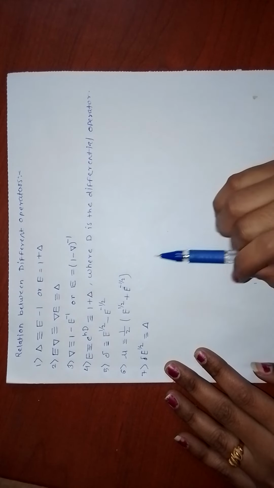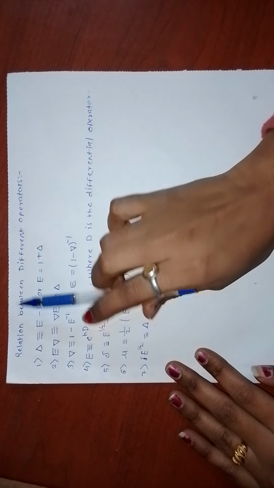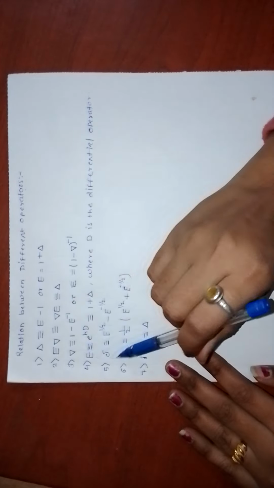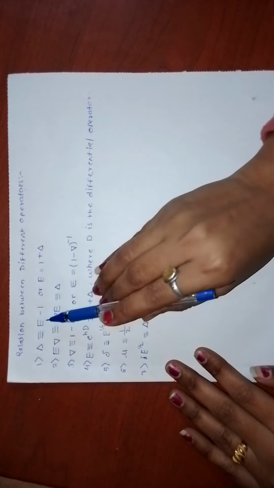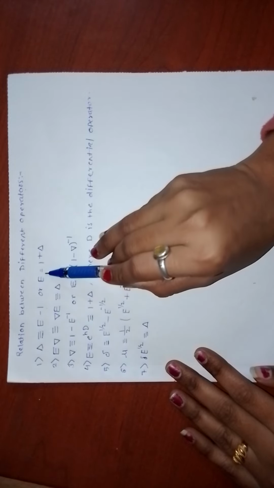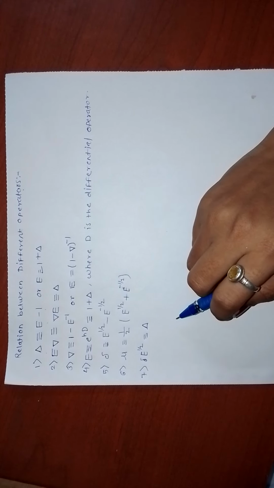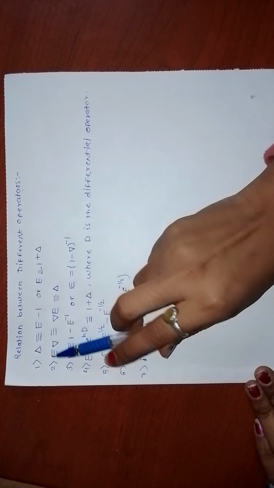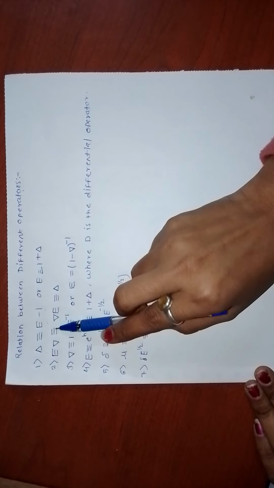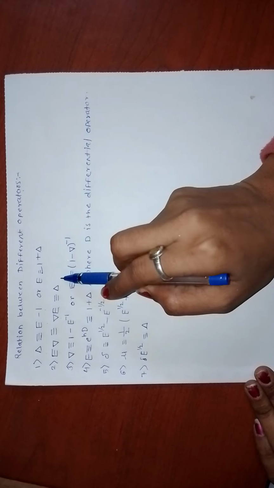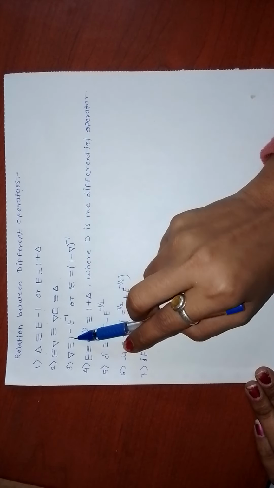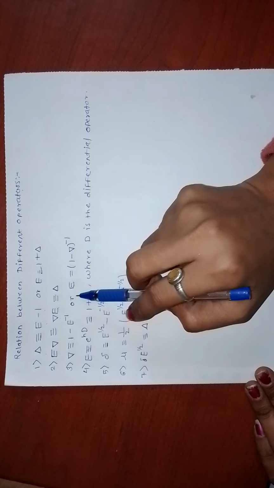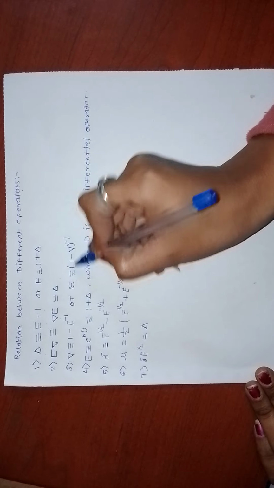Hello students. Next point is relation between different operators. First is delta is congruent to E minus 1 or E is congruent to 1 plus delta, where delta is forward difference operator and E is shift operator. Second one is E delta is congruent to delta E is congruent to delta. Third one is del congruent to 1 minus E inverse or E is congruent to 1 minus delta del inverse.